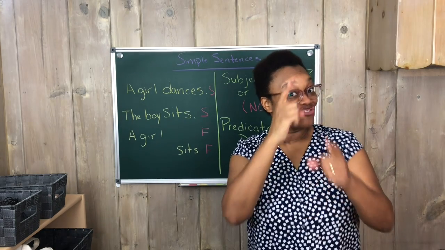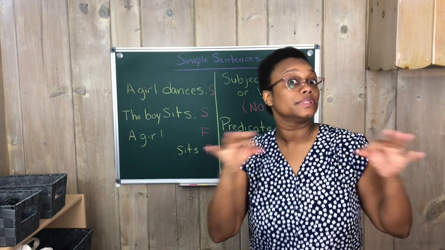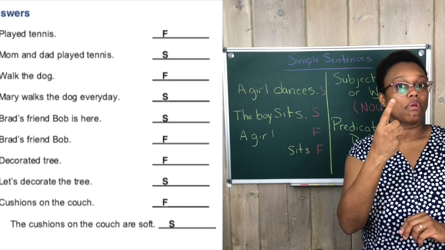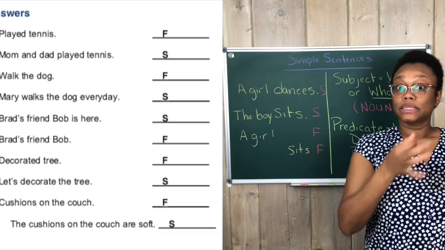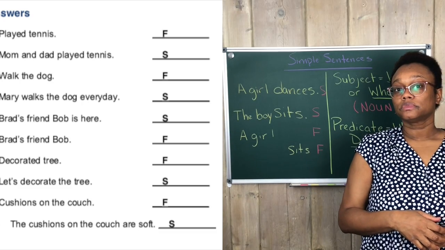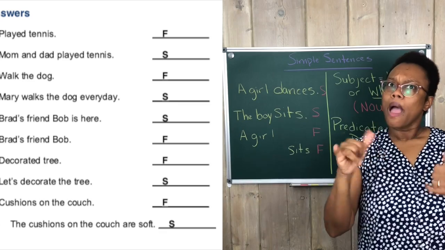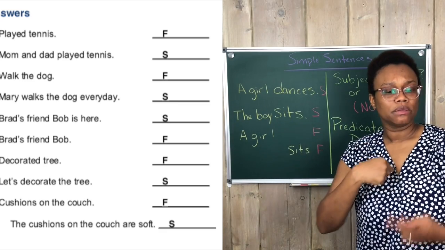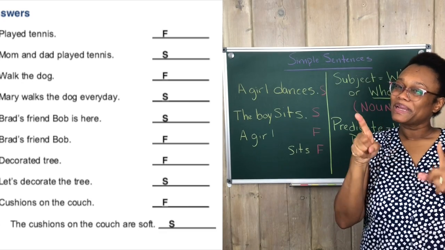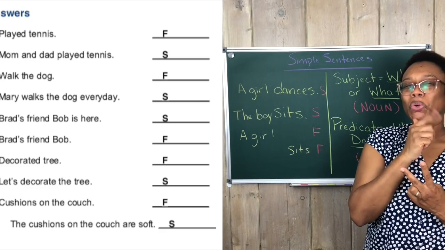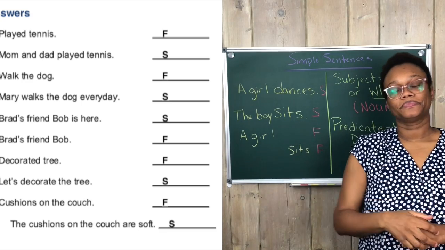So, how did you do? Were you right? I'm going to review some of those sentences. Number 1, played tennis. Is that a sentence? No, it is not a sentence. Why? Played tennis, that tells me the what do, it's the verb, played. But it's missing the subject, the who. Who is playing? So it's not a sentence, you would write F.